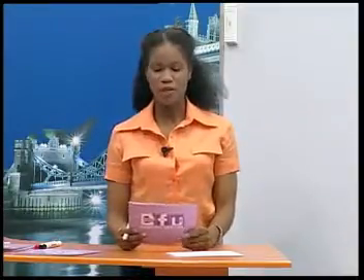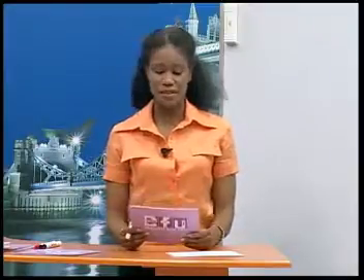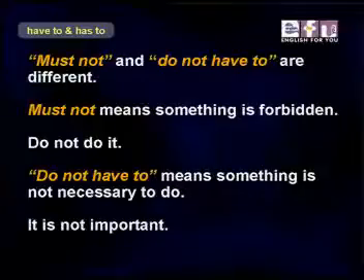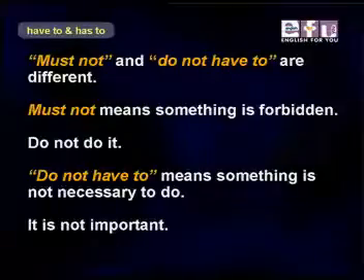Now we need to look at the negative forms of have to or has to. Take a look at the computer and follow along for these explanations. Must not and do not have to are different. Must not means something is forbidden, do not do it. Do not have to means something is not necessary to do. It is not important.